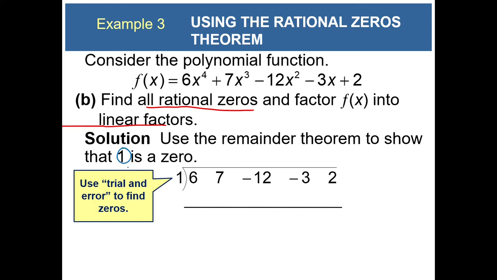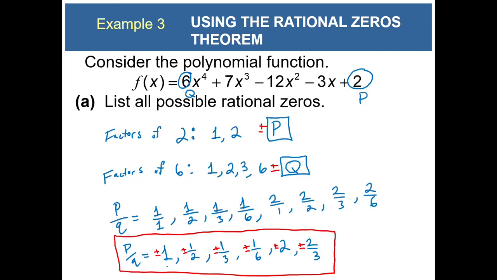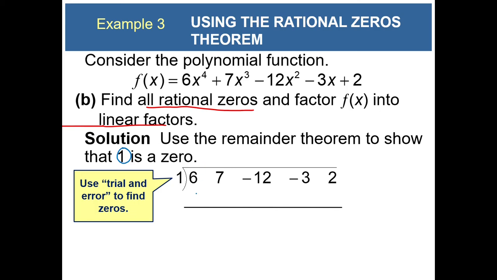If 1 doesn't work, we use the next number, -1. If -1 doesn't work, we'll use 1/2. And then if that doesn't work, we'll use -1/2 and so on until we have done all of the rational roots. It's always a good idea to do the nice numbers like 1 and whole numbers like 2. This is a trial and error, so you don't have to go in order. Let's use 1 with synthetic division.